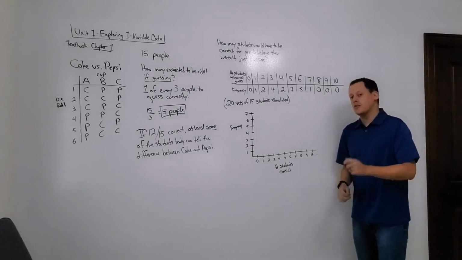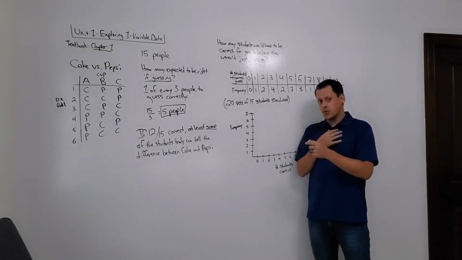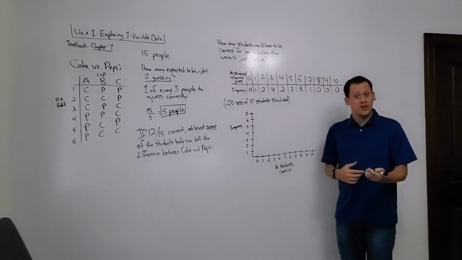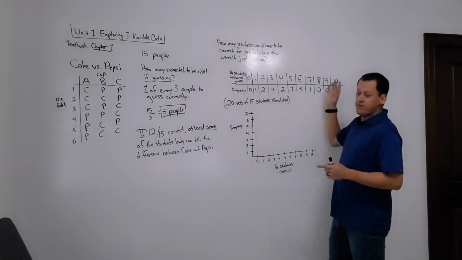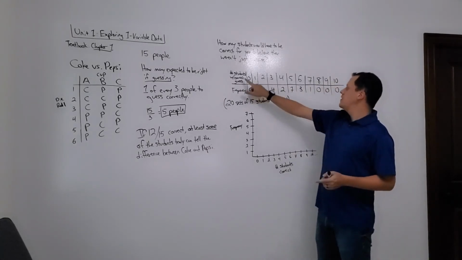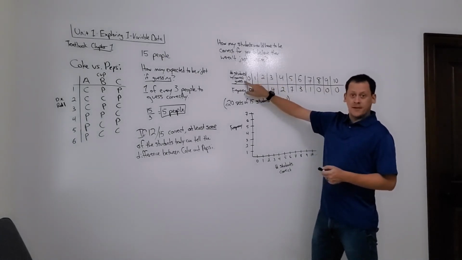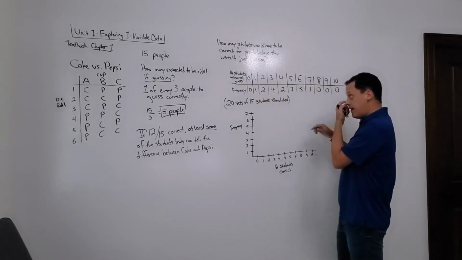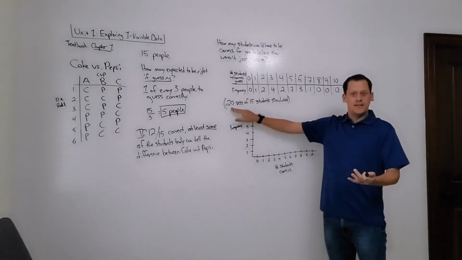All right, so I simulated 15 dice rolls 20 times. I did that 20 times and I recorded the results. So here I've made a table, a frequency table of the results. On this top row is the number of students with the correct guess, anything from 0 up to 10. And then I've got how many times that happened out of the 20 times that I did it.